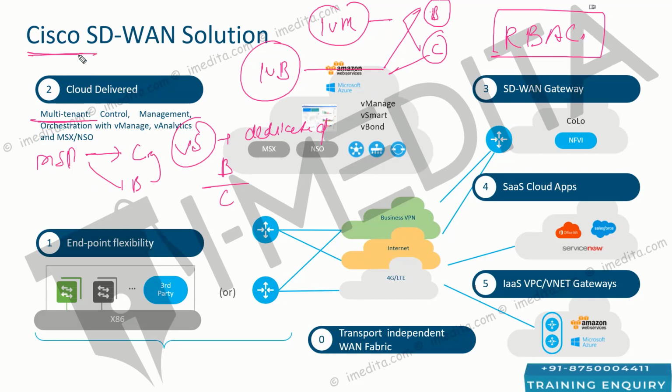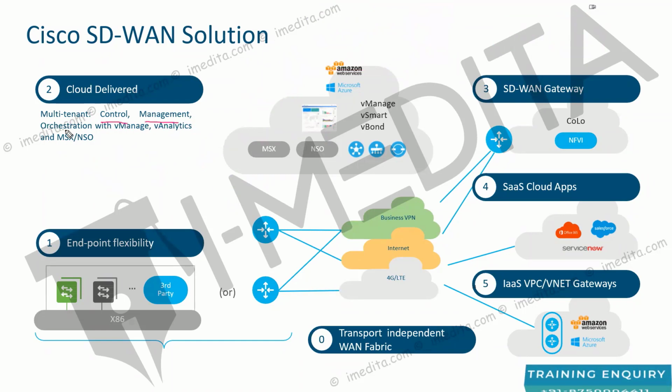In this slide, Cisco has not talked about MSPs, they have just talked about Cisco's SD-WAN deployment. We can go for MSPs as well. It could be single tenant, it could be multi-tenant, completely up to you. Control, management, and orchestration with vManage, vAnalytics, and MSX NSO. vManage, Viptela Manage, and vAnalytics are the tools that can be used to control and manage the deployment of the controllers onto the cloud.